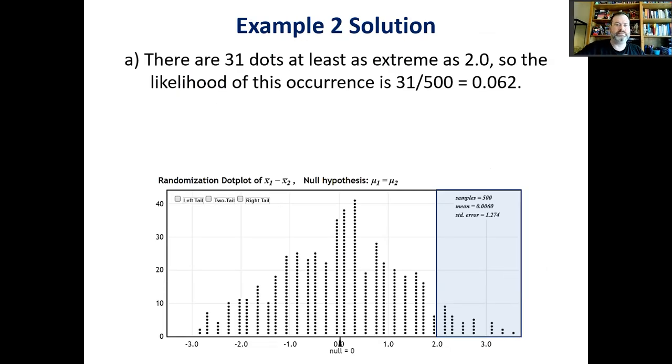So let me go back to 2a again. The idea is that if you're doing random sampling, then any of these dots is as likely as any other. And so getting any particular dot is simply taking the number of dots at or more extreme than that location and dividing by the total. So we call this a proportion, but it can also be viewed as a probability, right? So there's 31 dots at or more extreme than 2.0. So the likelihood of this happening is 0.062. That's also the probability, if we assume all these dots are equally likely.